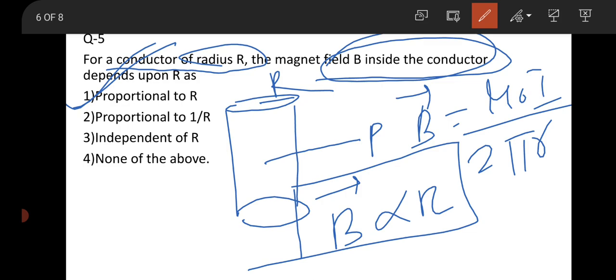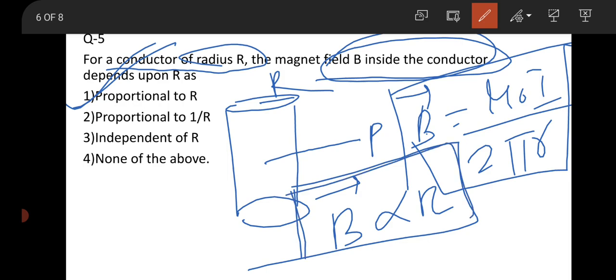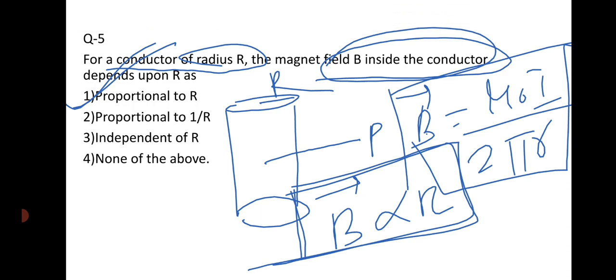If the question were asking about the magnetic field outside the conductor, then the magnetic field would relate to r inversely. The magnetic field is inversely proportional to the distance if we are measuring outside the conductor. But the question is all about the measurement of the magnetic field inside the conductor. So the magnetic field will be directly proportional to the distance. So let's move to the next question.